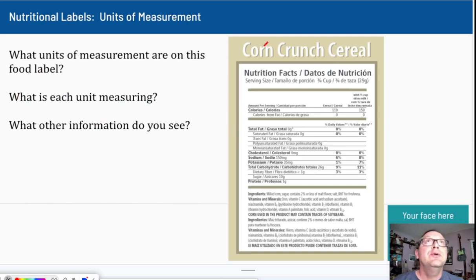Here is the food label for Corn Crunch cereal. What units of measurements are on this food label? I can see there are cups, grams, there are percentages of the daily value that's recommended by the Food and Drug Administration. There are also milligrams.